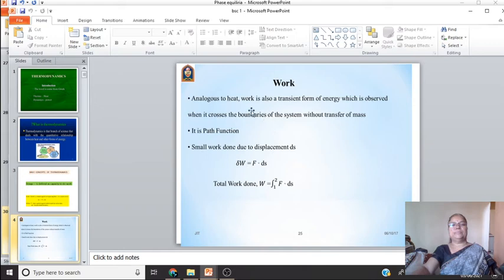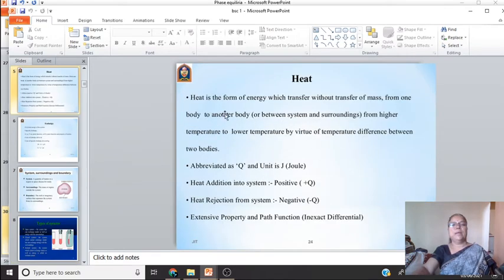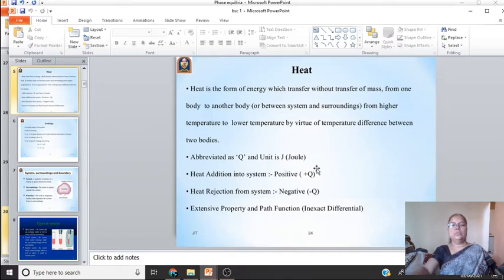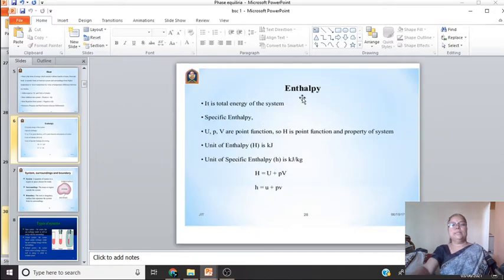The next term is heat. Heat is one form of energy which transfers without transfer of mass from one body to another body, and it is expressed in joules or kilojoules. The next point is enthalpy. Mathematically, enthalpy is given by H equals U plus PV, where U is the internal energy and PV is the product of pressure and volume. Enthalpy is the heat content of the system or any body.